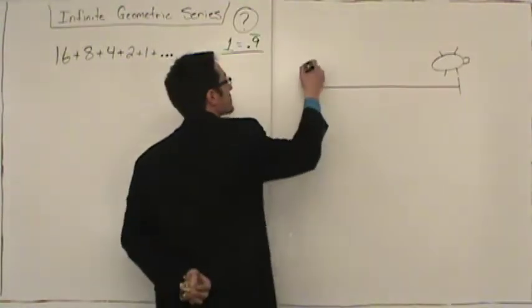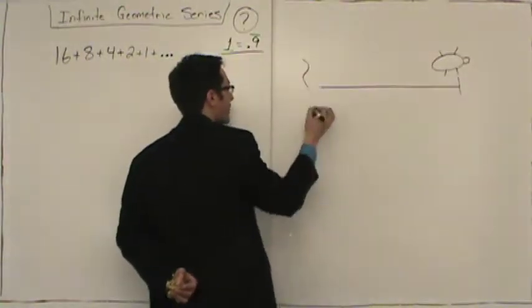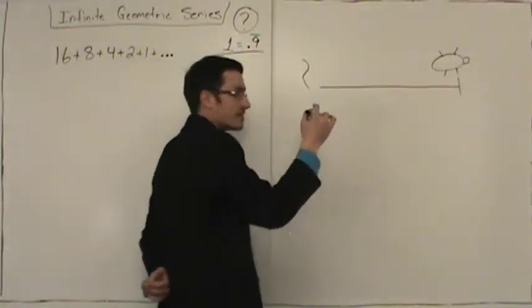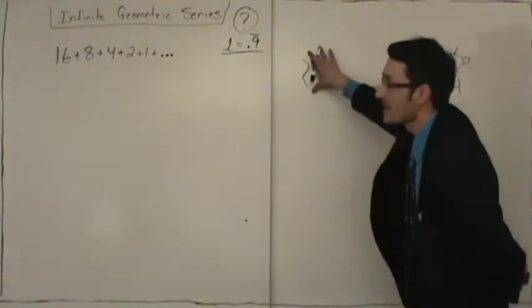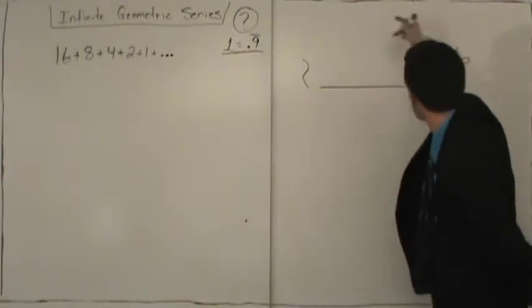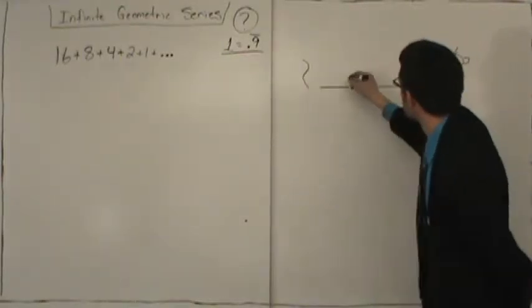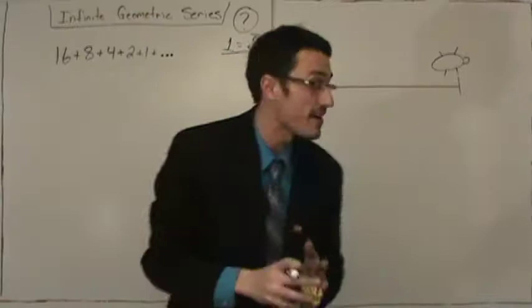Now, I can't draw a hare, so we're just going to do this. Okay, that's a hare. It's a hair on your head. So this is a hare. Since I can't draw it, this is better. So the question is, is the hare ever going to catch the tortoise? Okay, so in time, the hare is going to take off.